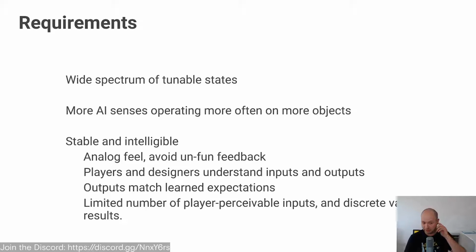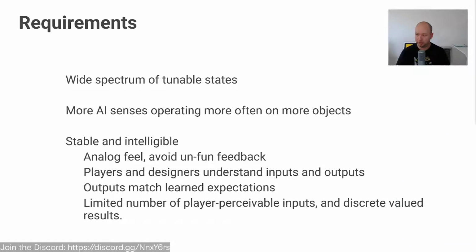We also want it to be stable and intelligent. We want it to have an analog feel, right? We don't want it to be bad feedback, right? Players and designers understand inputs and outputs, and so we want to build on that in the sense that we want to make it predictable. We don't want the AI to just blow up and do random things. In that sense, we want the outputs of the AI to match the learned expectations. So if you have an AI throughout the game that is doing one thing, you don't want it to all of a sudden be doing a different thing unless there's a context that's changed. You want to make sure that those cues are learnable by the user.